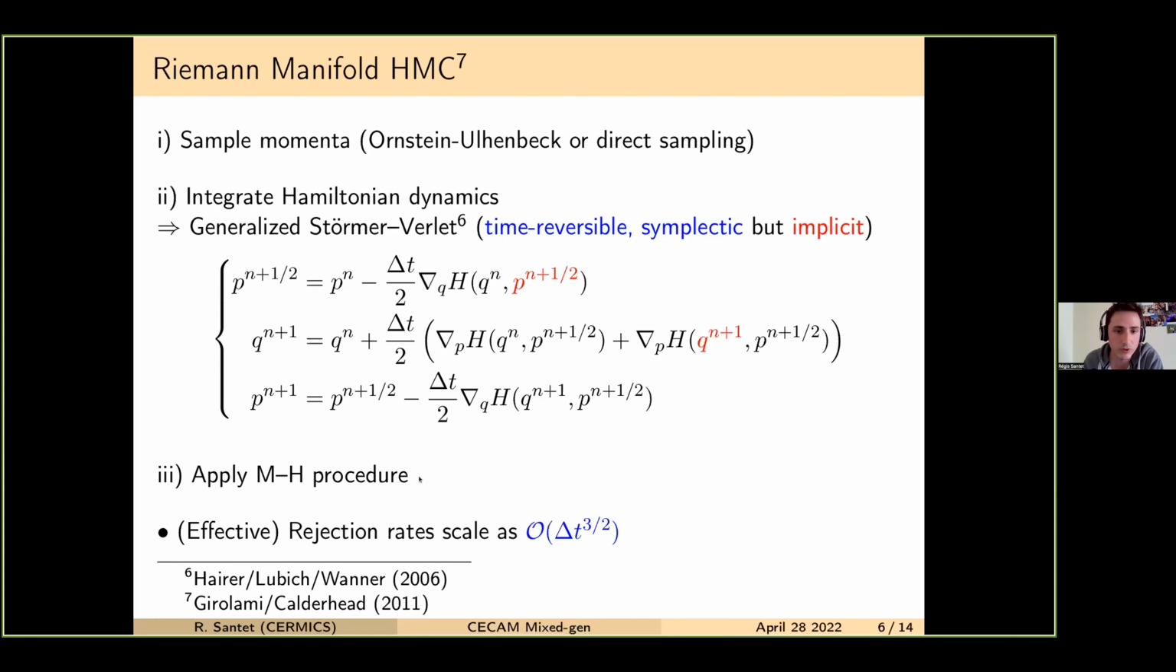And afterwards, this algorithm as a whole has an effective rejection rate as delta t to the bias we have. So again, one order of magnitude for my time step, which is really good. So now if I just implement that using, for these two implicit steps here, maybe Newton's methods or fixed point iteration methods.